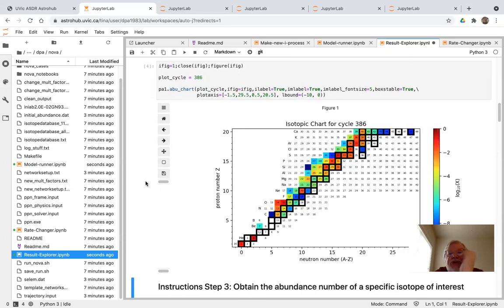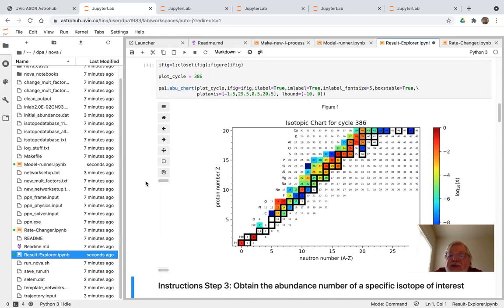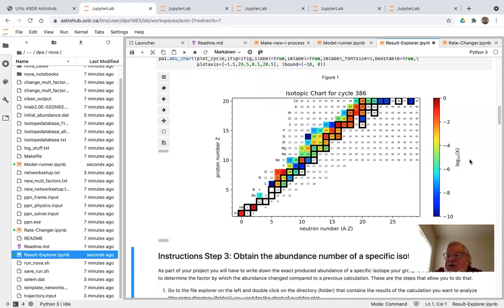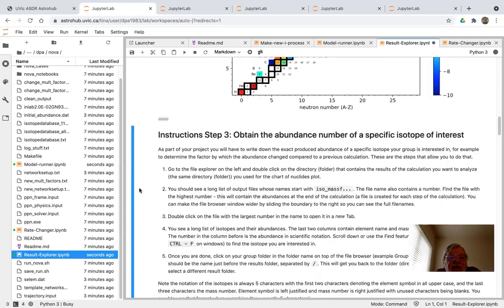Okay, this is just an isotopic chart of nuclides produced in the nova. The color shows the decimal logarithm of mass fraction. You can see at this high temperature, the nova nucleosynthesis reaches calcium here. We can get quite high calcium abundances. Okay, now let's go further.